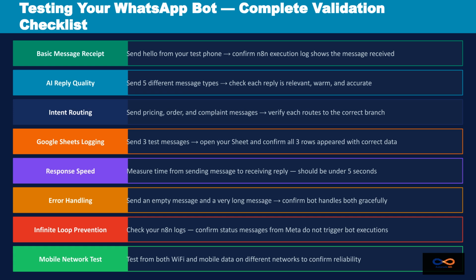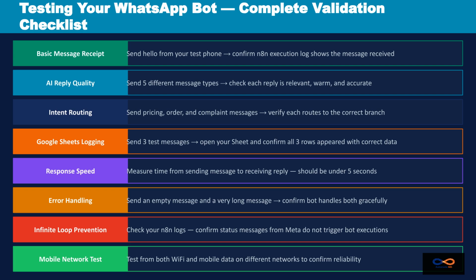Before you go live with any customer, run all 8 of these tests. Basic receipt confirms your webhook is working. AI reply quality ensures your system prompt is producing good responses. Intent routing confirms your IF node logic is correct. Google Sheets logging verifies every lead is captured.